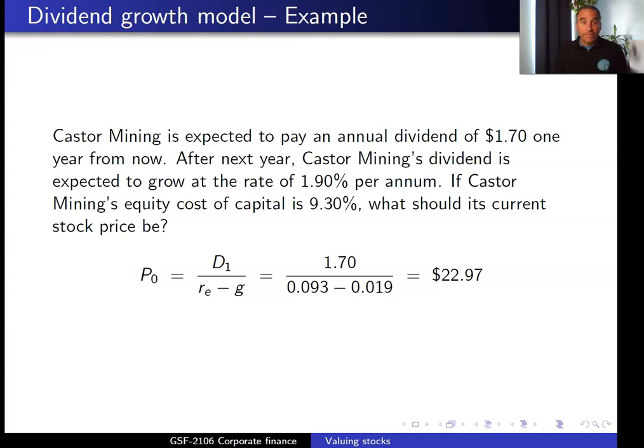An example. Castor Mining is expected to pay an annual dividend of $1.70 1 year from now. After next year, Castor Mining's dividend is expected to grow at the rate of 1.9% per annum forever. If Castor Mining's equity cost of capital is 9.3%, what should its current stock price be? Next dividend 1.7, cost of equity capital 9.3%, growth rate 1.9%, so the current stock price should be $22.97.